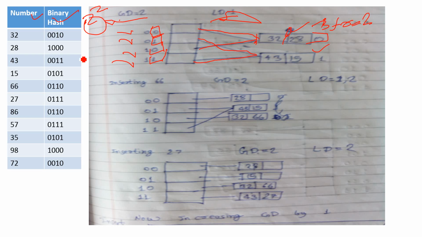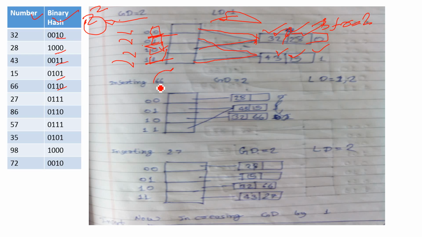Now we start with insertion. Global depth is 2, so we look at 2 bits. 32 is 1 0 0 0 and its last two bits are 0 0, so we insert 32 into that bucket. Next, 28 also gives 0 0, so it is inserted here. Then 43 gives 1 1, so 43 is inserted in the 1 1 bucket. Then 15 gives 0 1, so 15 goes here. Now insert 66, which gives 1 0.